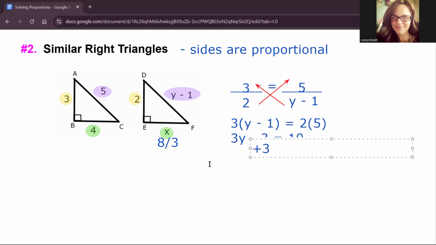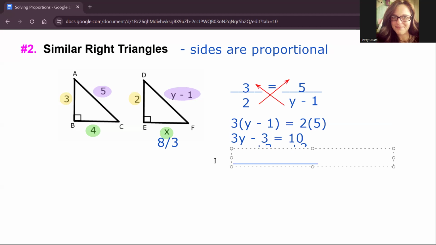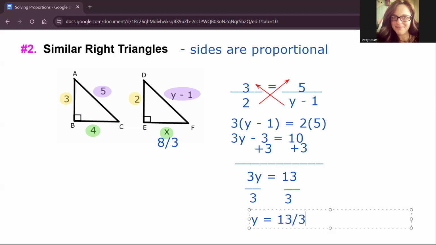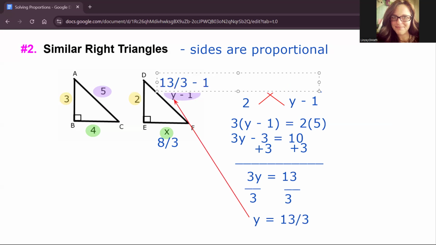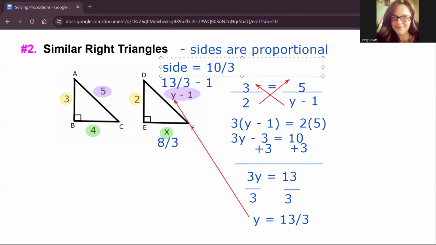And then we'll add 3, bring it over to the other side of the equal sign. And we're left with 3y is equal to 13. And divide by 3. And we get y is equal to 13/3. Now, if we substitute 13/3 back in, we get 13 thirds minus 1. 13 thirds minus 1 is equal to 10 thirds. So this side is equal to 10 thirds.